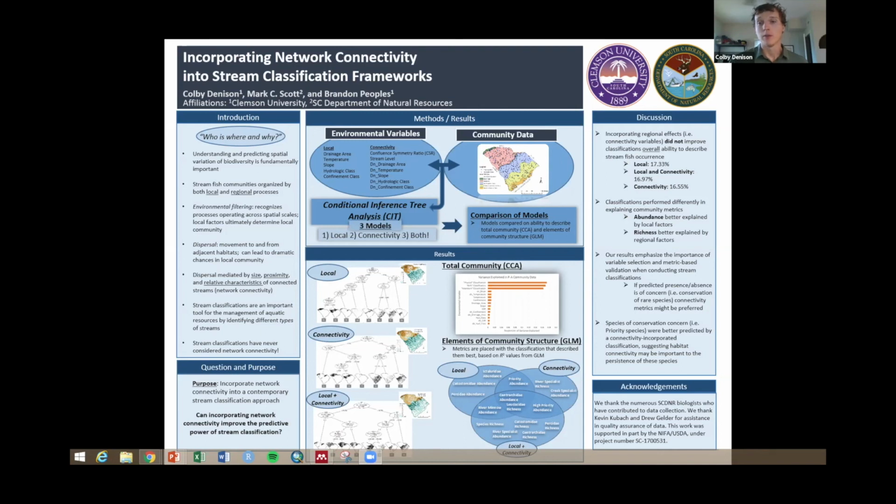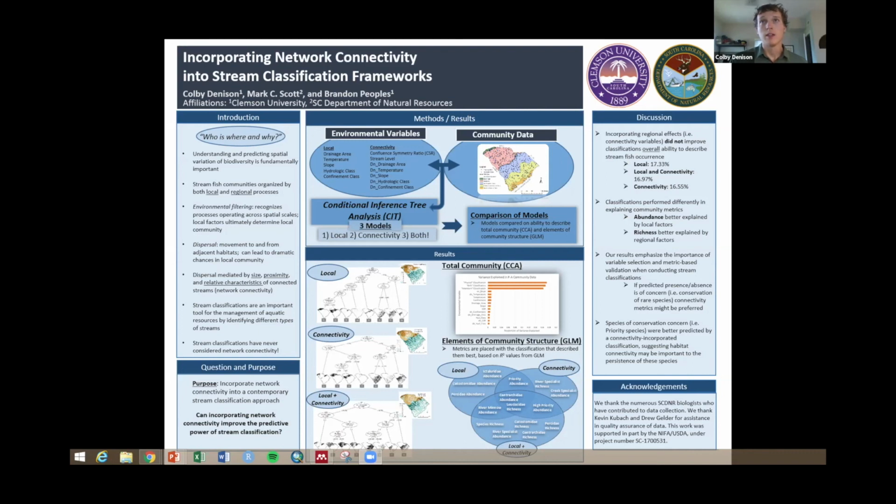and attributed landscape level environmental variables to every stream reach in the state. We have a list of variables indexing local factors, which are commonly used in classification. This is drainage area, temperature, slope, hydrology, channel confinement. This is kind of the contemporary approach. And then we have a suite of connectivity variables. I'm not going to go through those right now, but if anyone has any questions on them, I'll definitely answer them.